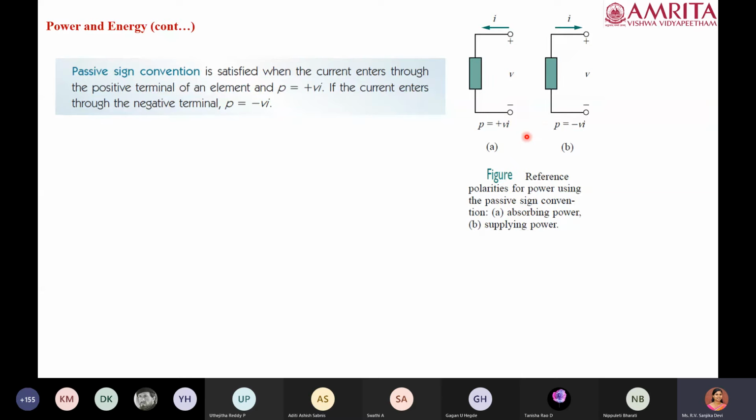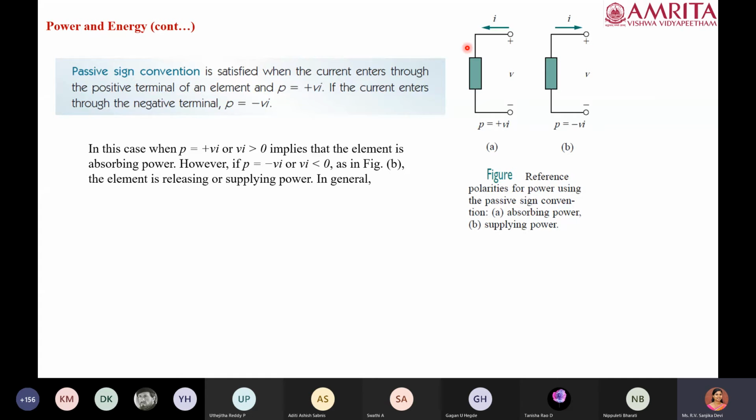So that is the convention we follow, the passive sign convention, to understand whether a given circuit element is absorbing power or supplying power. If it is supplying power, power is represented as minus Vi, and if it is absorbing power, it is represented as plus Vi. However, in simple terms, if the current is coming out of the positive terminal, it is supplying, and if current is entering into the positive terminal, it is absorbing the power.